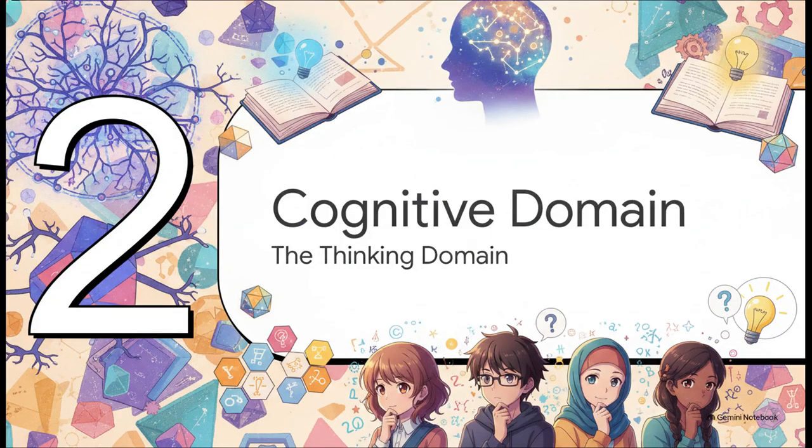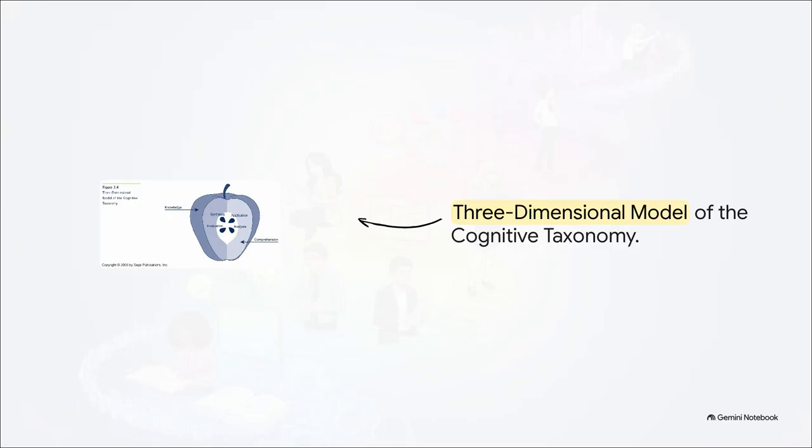Moving on to Section 2. Cognitive, the thinking domain. This brilliantly captures the cognitive domain. Look at this 3-dimensional model visualized as an apple. Now, the cognitive domain is all about intellectual skills, stuff like critical thinking and problem solving. But look at the layered, multidimensional nature of this graphic.